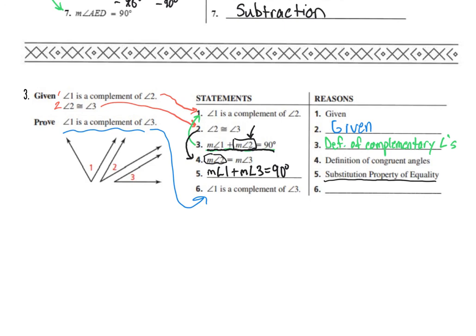And then last but not least, if these two angles on statement 5 add up to equal 90, then we know that they have to be complements of each other, right? By definition of, again, complementary angles. And that is today's video.